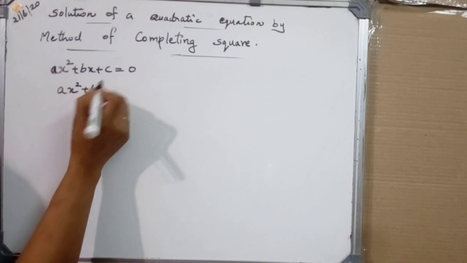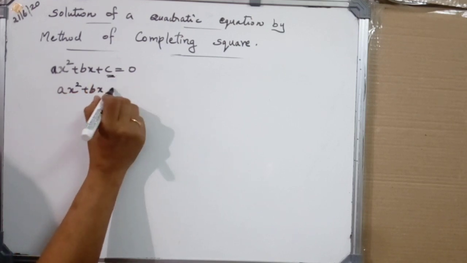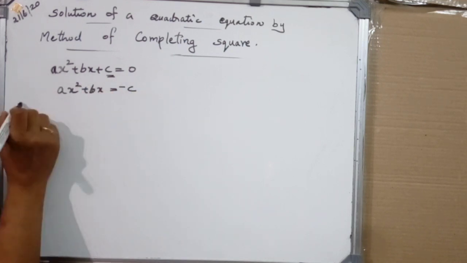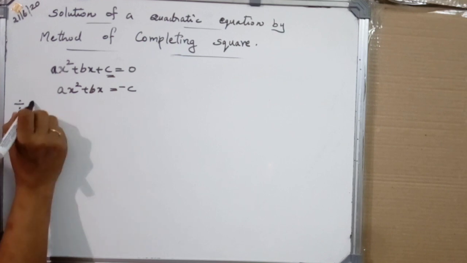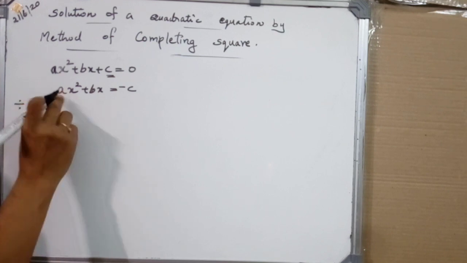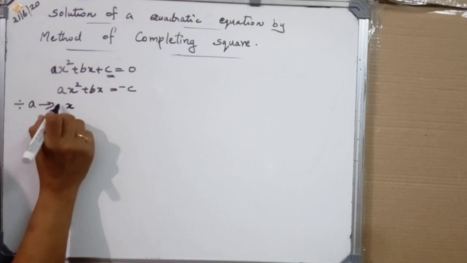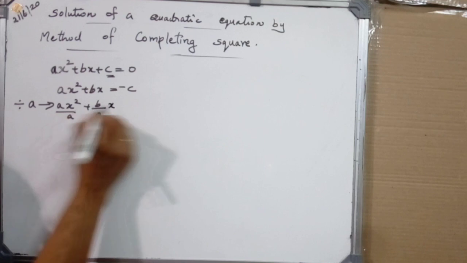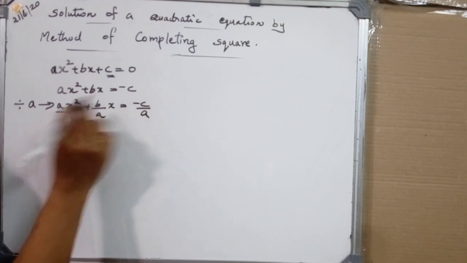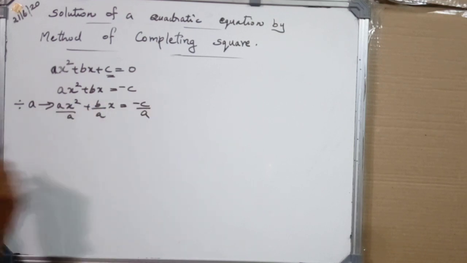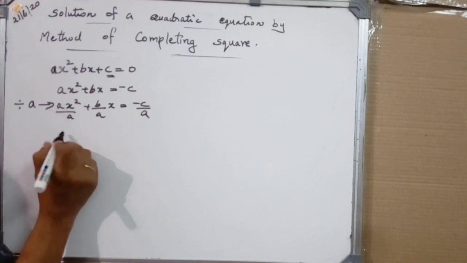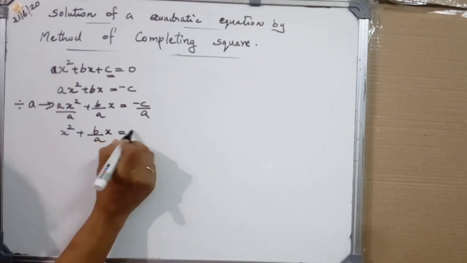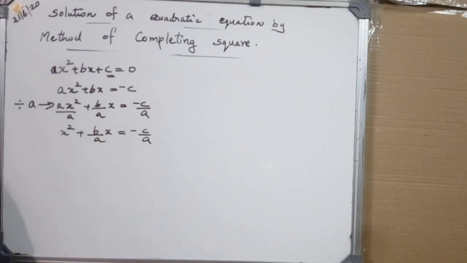First step is to take away this constant to the other side. So that means 0 minus c it becomes. Then dividing throughout by the coefficient of x square, that is a. Ax square by a, b by a x, minus c by a, we divided each term by the coefficient of x square. Now what do we get? The a cancels, we get x square plus b by a x equals minus c by a.